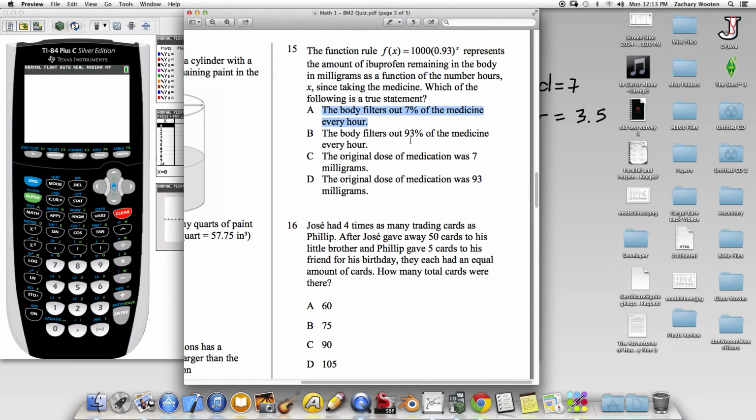If the body was filtering out 93, then the number that would be left in here would be 0.07. 7% would be remaining. But since it is 93% remaining based off of what this equation tells us, that means we're using up 7%, so the correct answer is A. So check that one. Hopefully that makes sense.